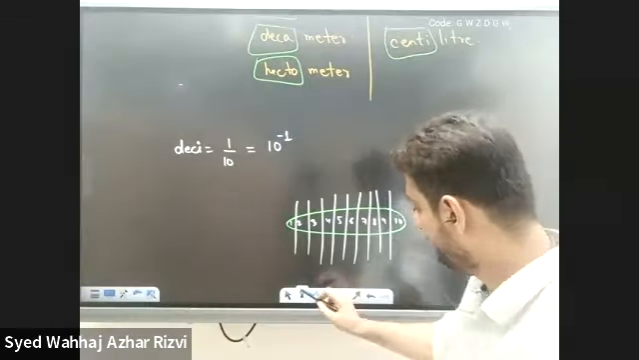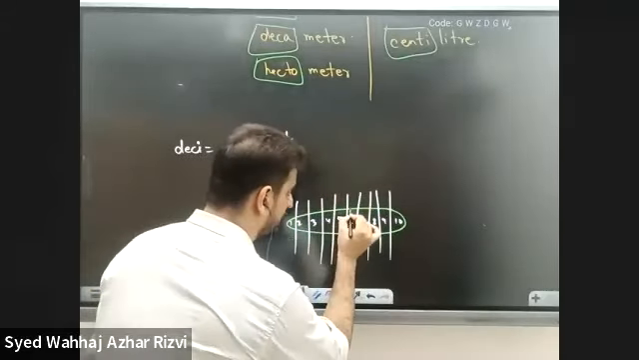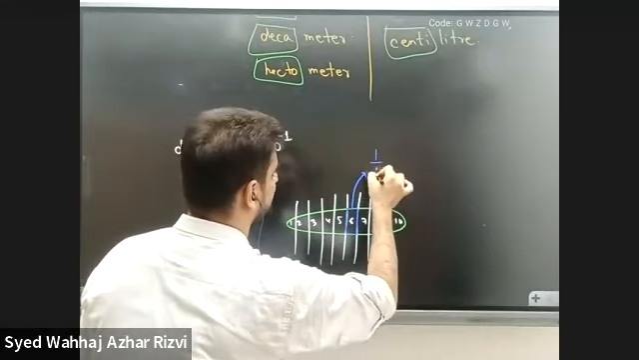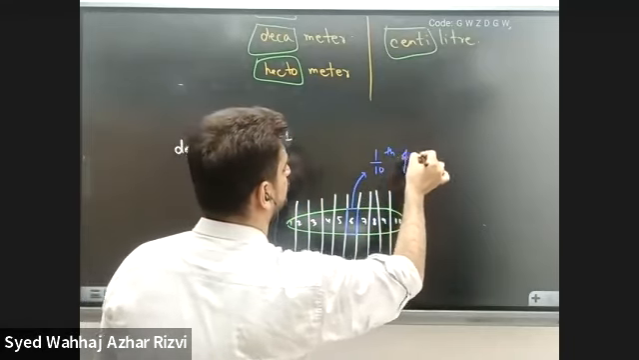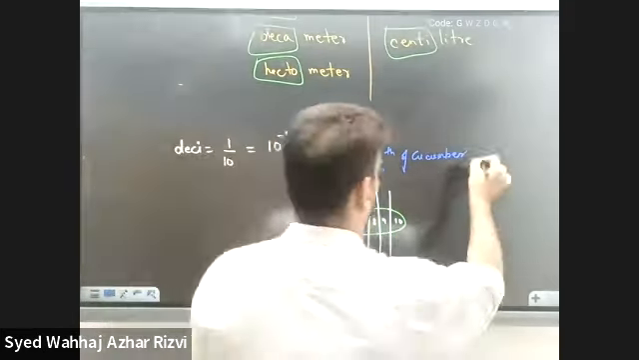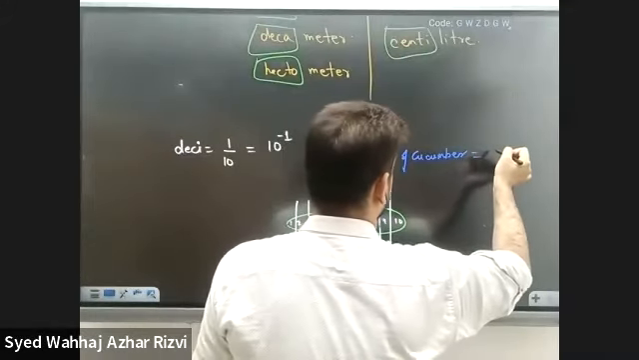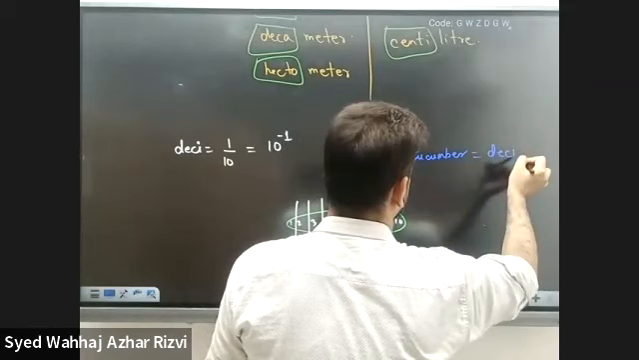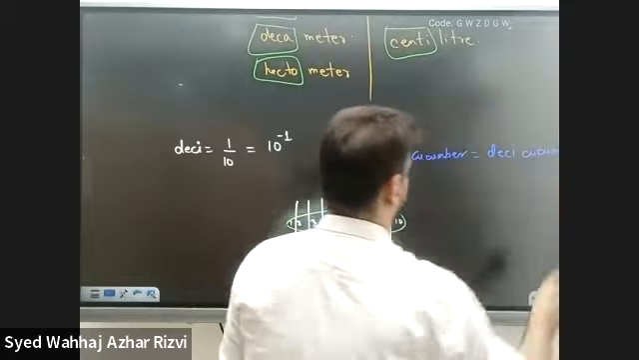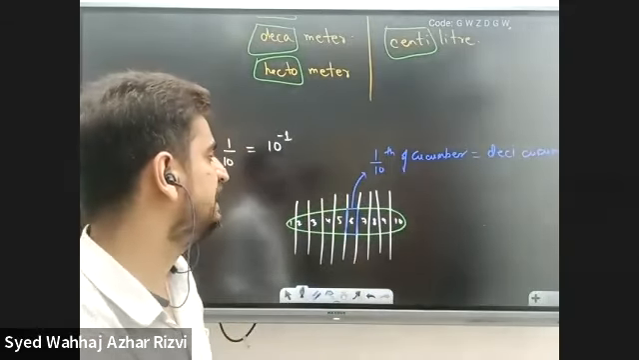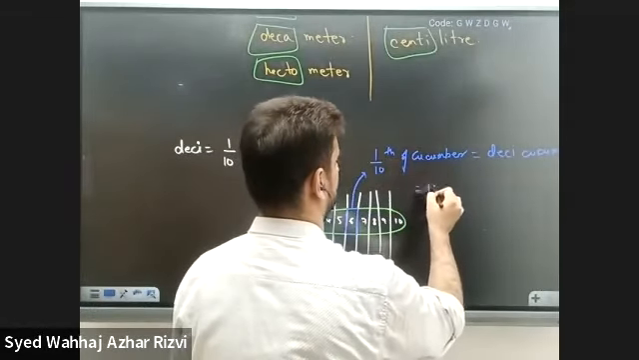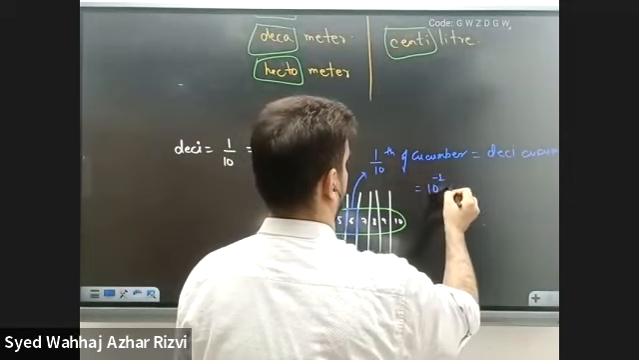Okay, then one piece of cucumber, any piece, all the pieces are equal. This is called 1/10 of cucumber, or we can say that it is deci cucumber. Right? Got it? So deci cucumber means 1/10 of cucumber. Also, we can write it in exponential form as 10 raised to power -1 cucumber.